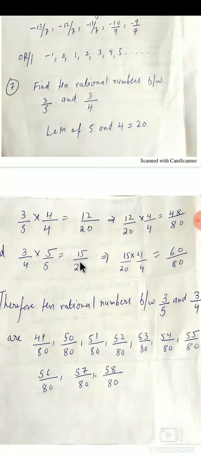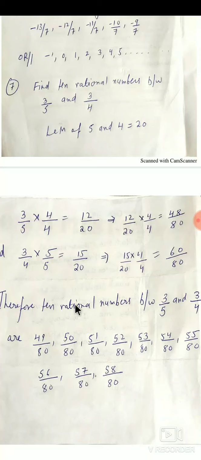But with 12 by 20 and 15 by 20, I cannot write 10 rational numbers. So I have to multiply further. I can multiply this by 4, so it becomes 48 by 80. And 15 by 20 multiplied by 4 becomes 60 by 80. Clear? And now I can write down 10 rational numbers. If you see from 48 to 60, there is 49, 50, 51, 52, 53, 54, 55, 56, 57, 58, even 59 can also be there. I can write 10, 11, but we need only 10.